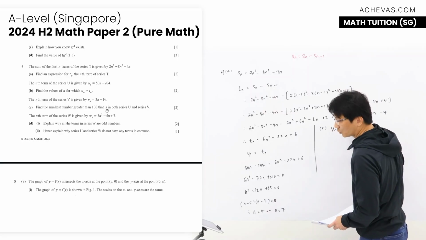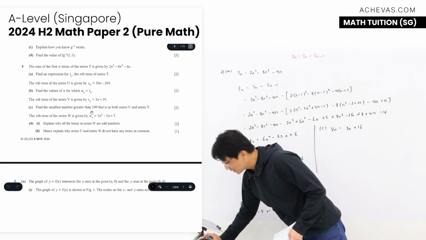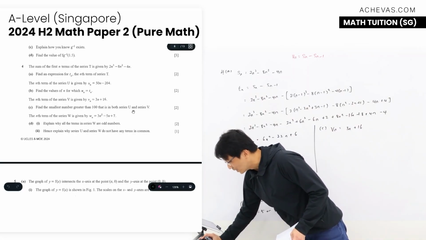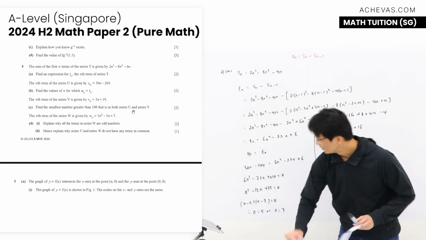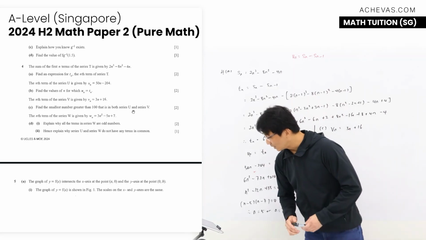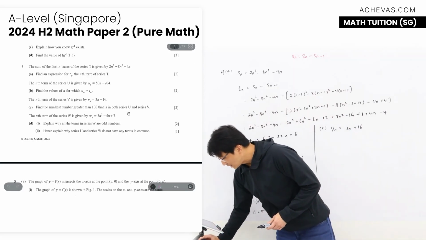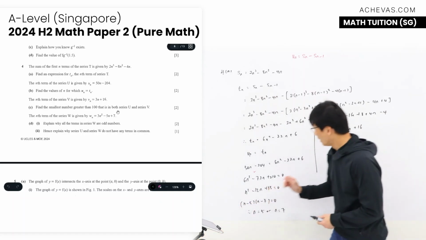Vn equal to 3n plus 16. Alright, and part C, find the smallest number greater than 100 that is in both series U and V. Series U is actually this expression here. I want to find the smallest number greater than 100 that is in both U and V.